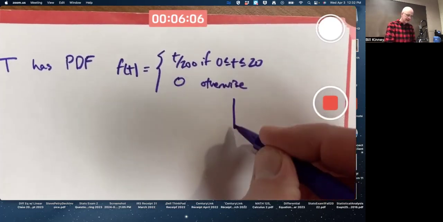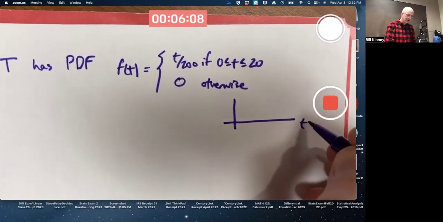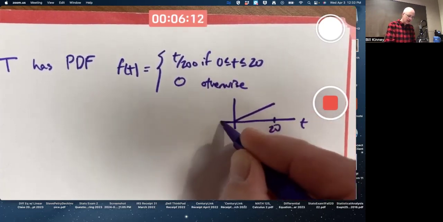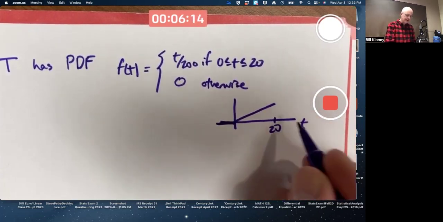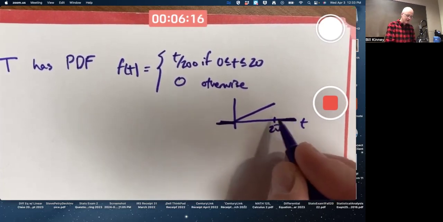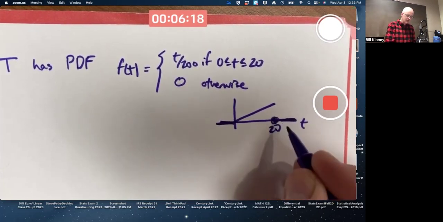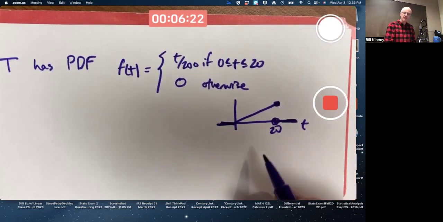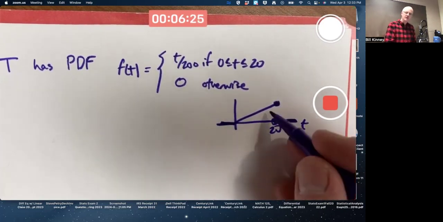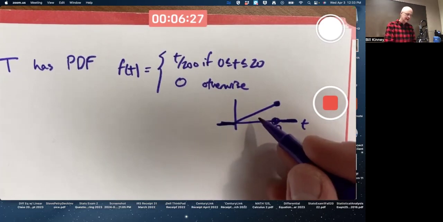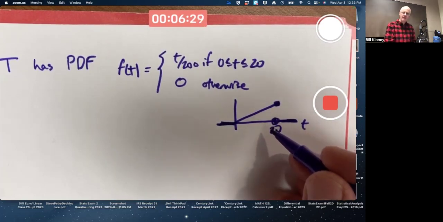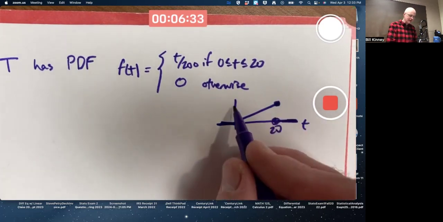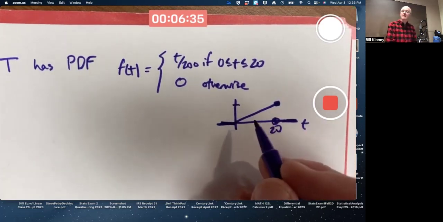Graphically, the probability density function looks like this. It's 0 over here when t is negative. It's 0 over here when t is bigger than 20. Technically, you could put an open circle here and a closed circle here. It equals t over 200, a line through the origin with a slope of 1 over 200 if t is between 0 and 20.